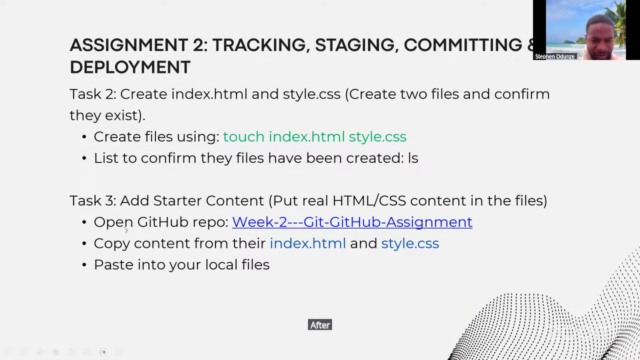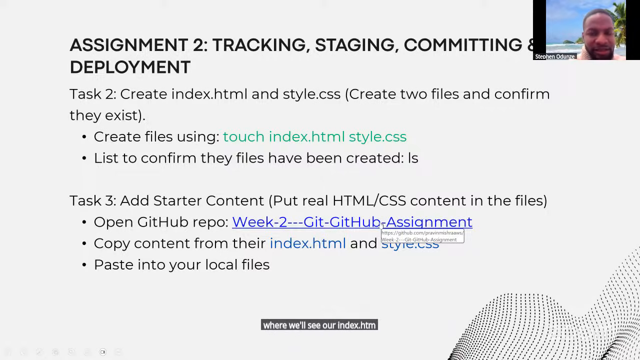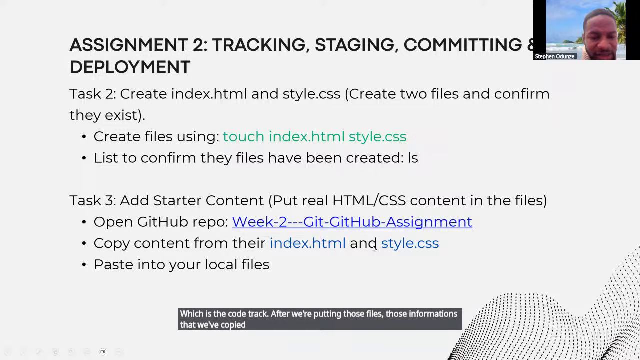After you've confirmed that, you can go to this particular Git repo website. If we click on this, it will link us to a website on GitHub where we'll see our index.html file and the style.css file. We are going to copy the contents of each of these files, and we're going to use our Visual Studio to replace or fill in these files that we created in our local repo, which is the code track.